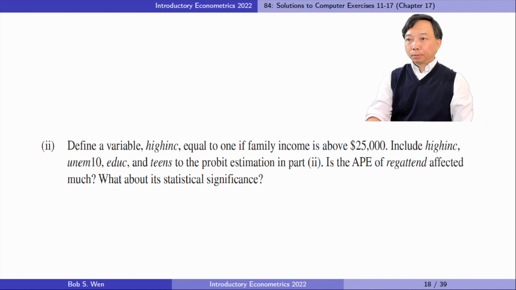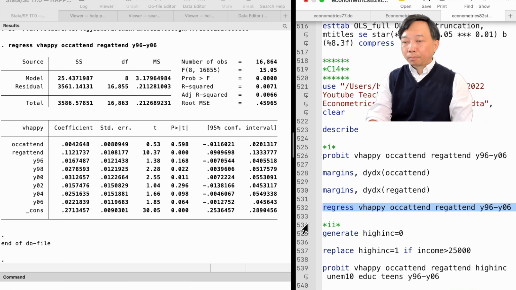In Part 2, define a variable high income equal to 1 if family income is above $25,000. Include high income, unemployed 10, education, and teens in the probit estimation in Part 2. Is the average partial effect of regular attendance affected much? What about its statistical significance?